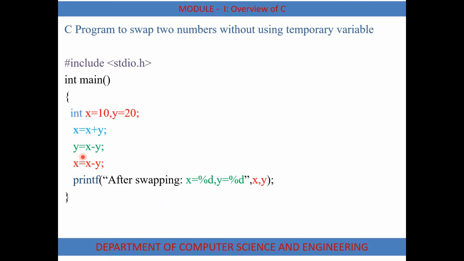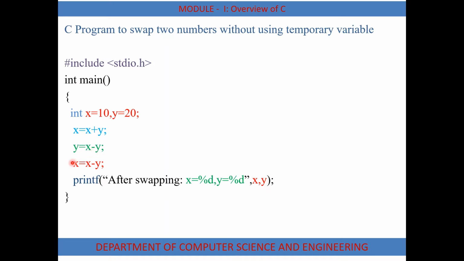Second formula is y is equal to x minus y. Now what is x? X is nothing but the previous value, that is 30, minus y. Y is nothing but 20. 30 minus 20, that is nothing but 10. Now the value of y is 10. Initially it was 20. Now this is replaced by the current value, that is 10.